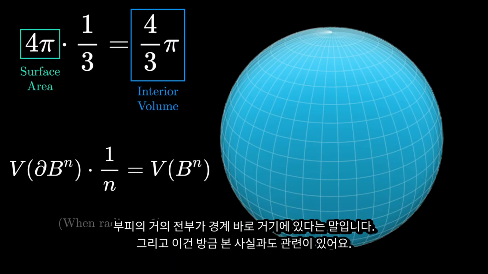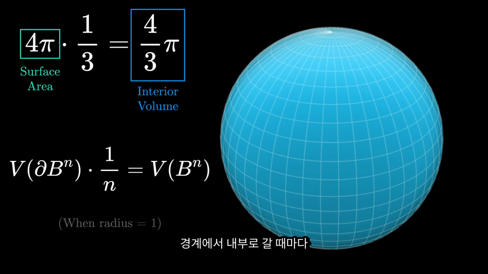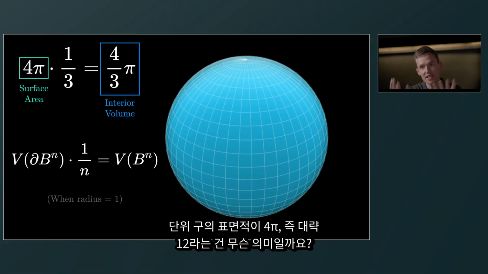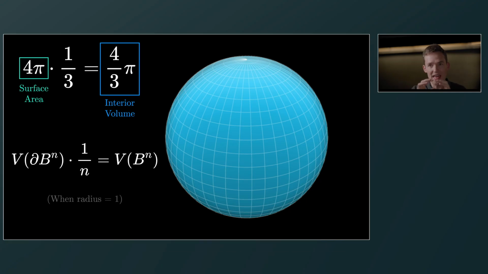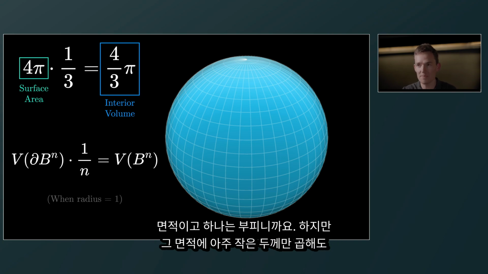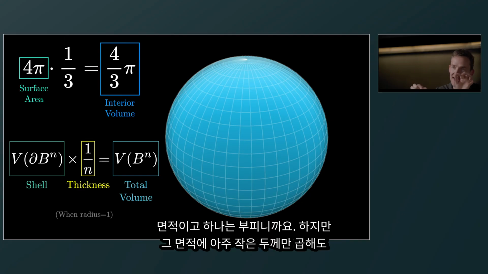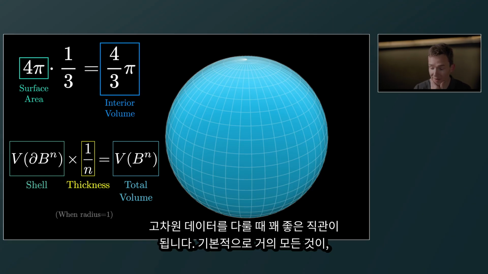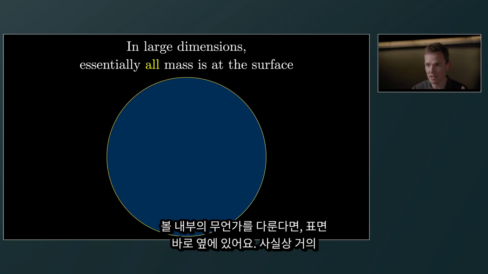And this is related to what we were just looking at, where as you're going from the boundary to the interior, you're making this division that becomes more and more significant. Because if you think about it, the surface area of a unit sphere is 4 pi, a number that's around 12, and the interior of it is 4/3 pi. On the one hand, you're comparing different units. One is an area, one's a volume. But you could say you take that area and you multiply it just by a tiny little amount, and it's giving you a disproportionate amount of the entire sphere. So that's actually a nice intuition to have, if you are working with high dimensional data. Essentially everything, if you're dealing with something inside a ball, is just right next to the surface, effectively right on the surface.